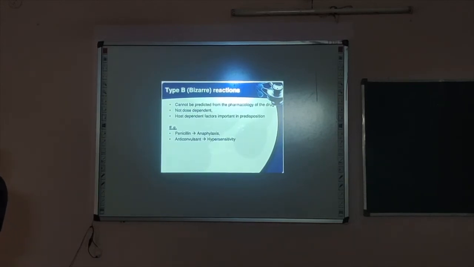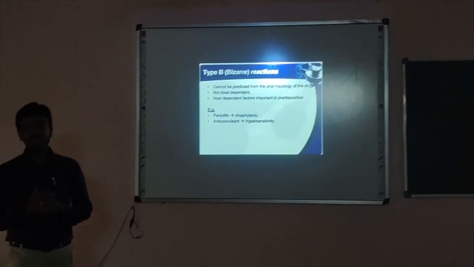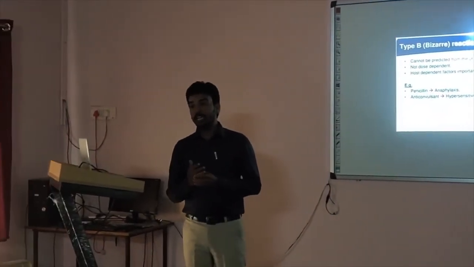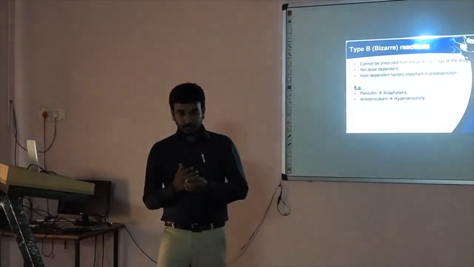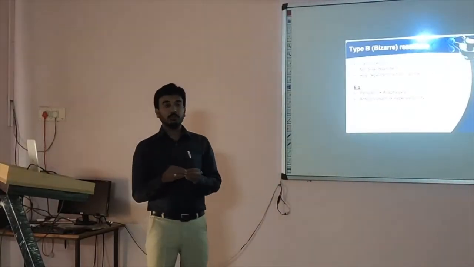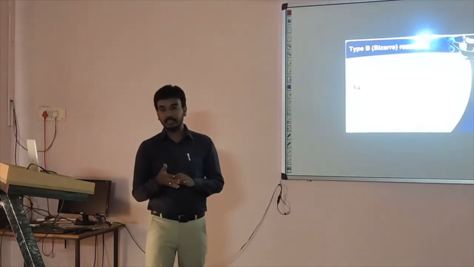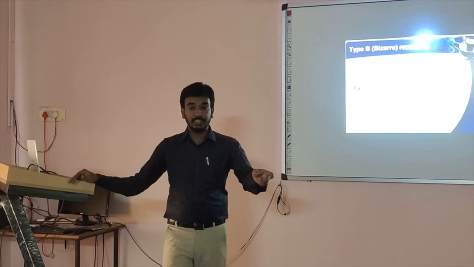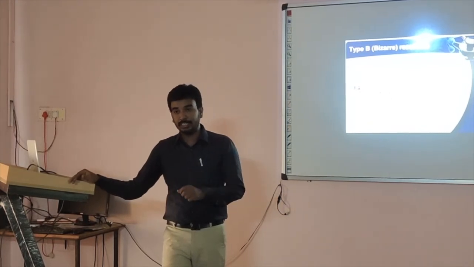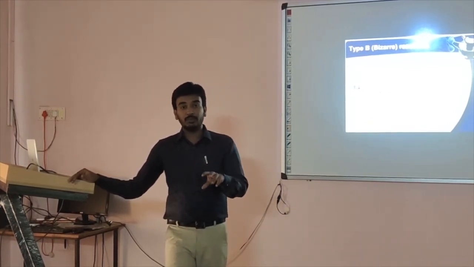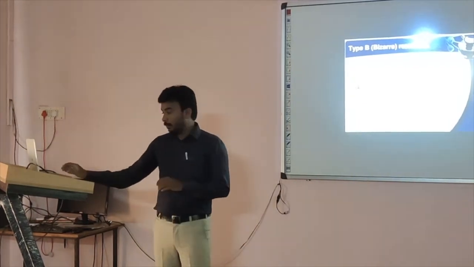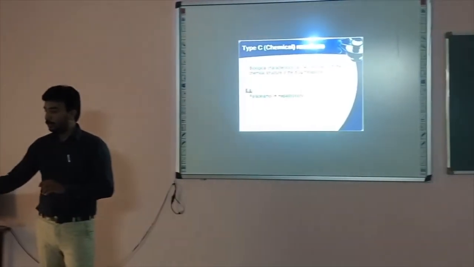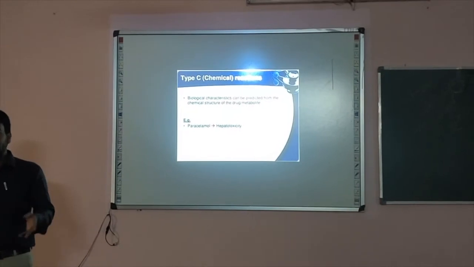Next, bizarre type of reactions. What is bizarre? It is nothing but an unexpected reaction which we cannot expect. There are many examples of bizarre reactions. Anaphylactic shock, for example with penicillin. Can we guess that penicillin will lead to anaphylactic shock in a specific patient? We cannot predict it. Unpredictable types of reactions are considered bizarre reactions. Next is paracetamol hepatotoxicity, as I told you.